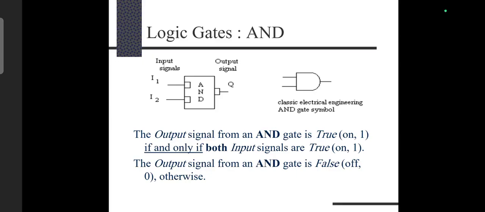The output signal from an AND gate is true, which means on or 1, if and only if both input signals are true, that is, if both the input signals are on or 1. The output signal from an AND gate is false, that is off or 0, otherwise, meaning that when both input signals are not true, the output is equal to 0. This is the general logic behind the AND gate. Based on this logic, the AND gate truth table will be formed.